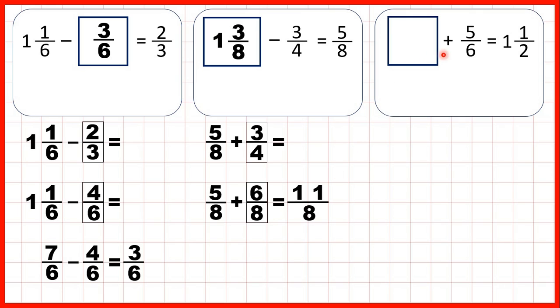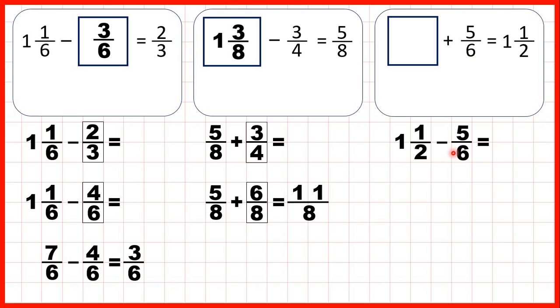Now, something plus 5/6 equals 1.5. So here we have a missing number addition, and whenever we have a missing number addition, we always use subtraction to find our missing number. So we need to work out 1.5 minus 5/6.